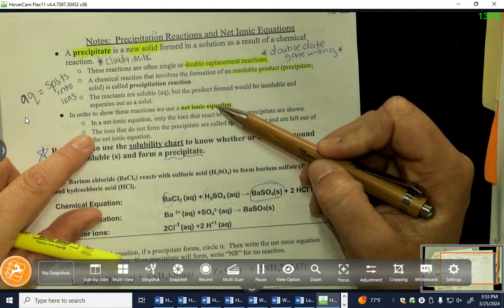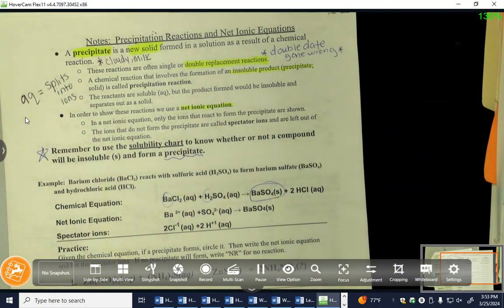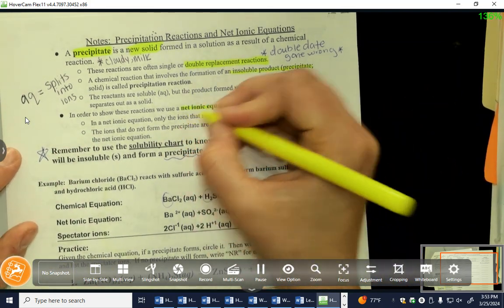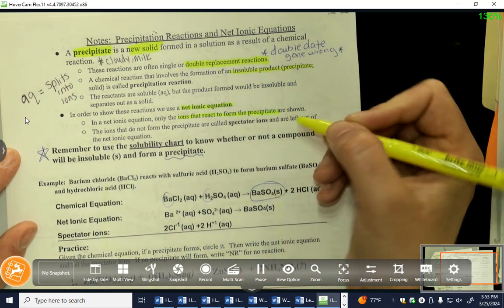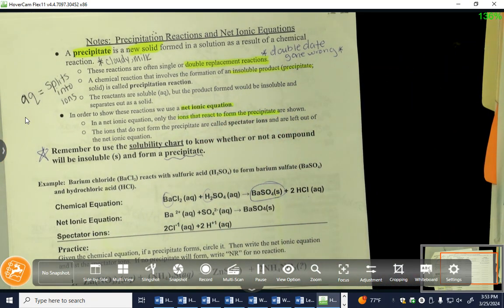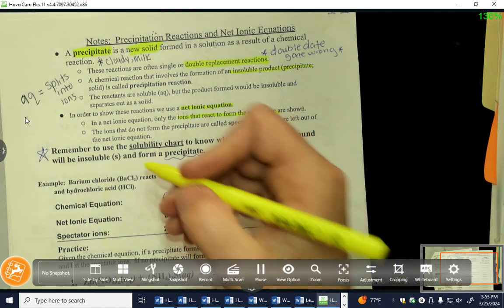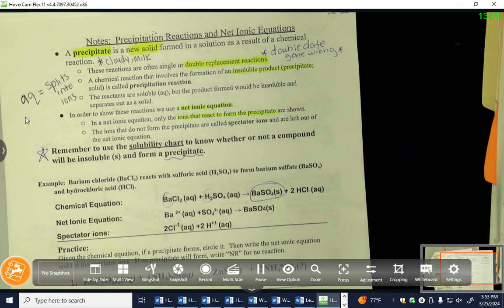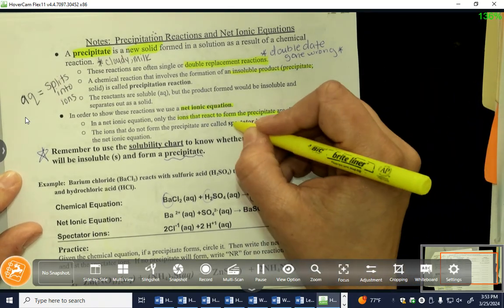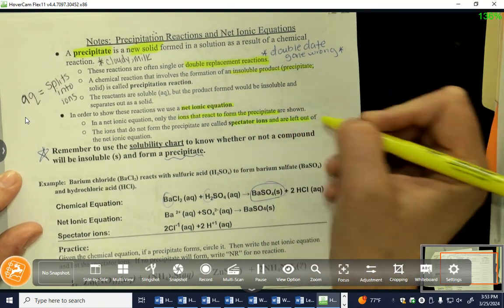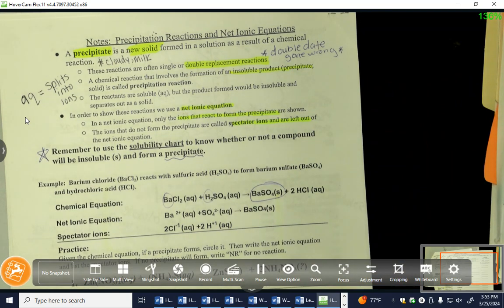The net ionic equation is really nice because it only shows the ions that react to form the precipitate. Okay, so a net ionic equation is kind of like highlighting what is the main feature, what is the main play of the game, all right? Whereas the ones that are not in a net ionic equation are going to be known as our spectator ions. So spectator ions are left out of this net ionic equation.